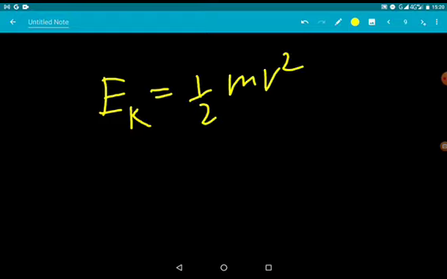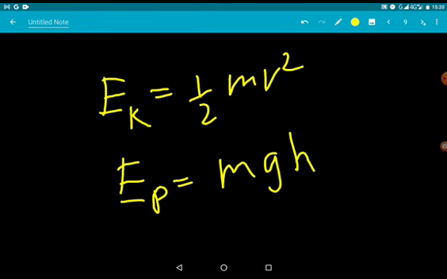First one is EK, the kinetic energy, equals half mv squared, and also the potential energy EP equals mgh. M is the mass, g is gravitational acceleration, h is height. This height varies with the center of gravity of the considered mass. Okay, I think you can remember those things now.